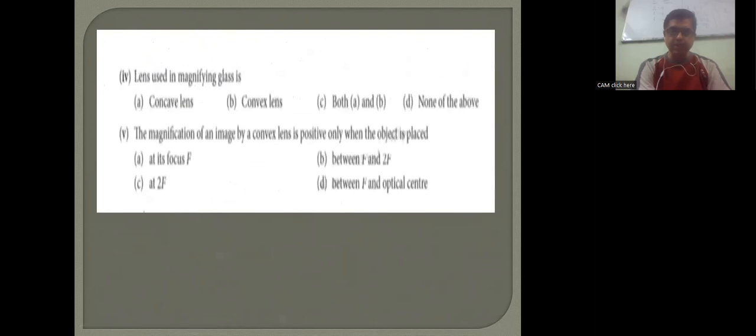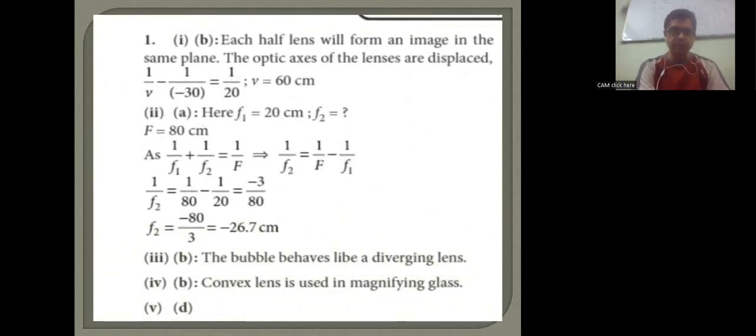If you cut the lens horizontally, there is no difference in the focal length. So 1 by v minus 1 by u equals 1 by f, by the lens equation. So we can calculate v as 60 centimeter.